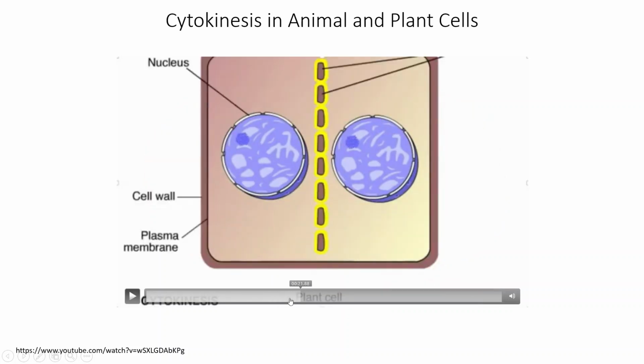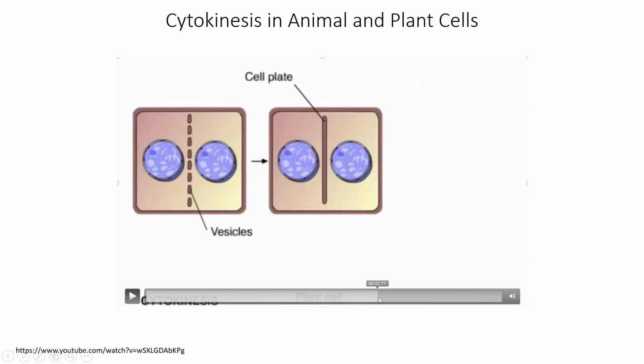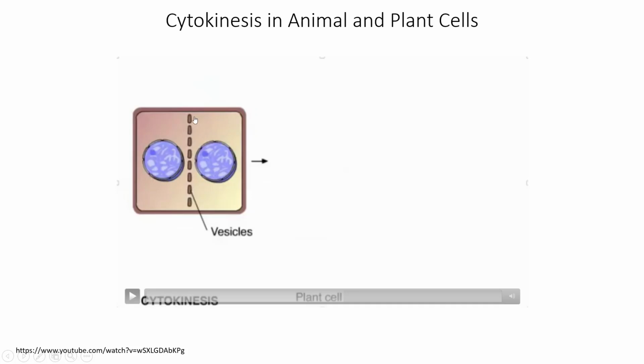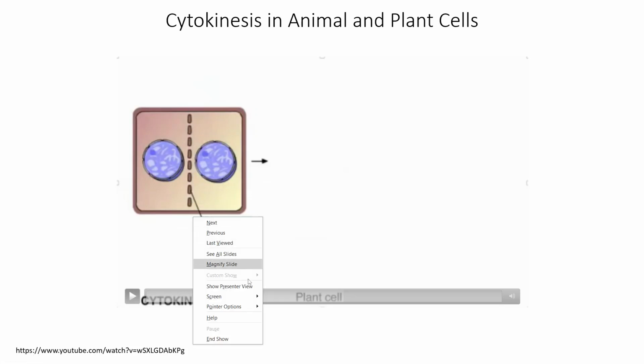And in the plant cell, you have these vesicles that start depositing here, and you have more of an inner to outer movement where the cell plate grows from here outwards. So I hope that's clear.